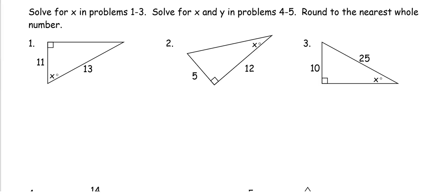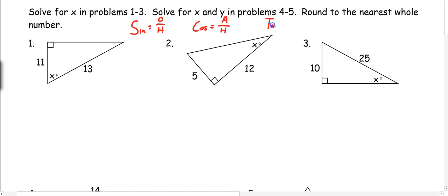This video is about using trig ratios to find an angle in a right triangle. So remember, in our trig ratios, we have sine, which is equal to opposite over hypotenuse. We have cosine, which is equal to adjacent over hypotenuse. And we have tangent, which is equal to opposite over adjacent. So we're going to set up our ratio based on a reference angle.